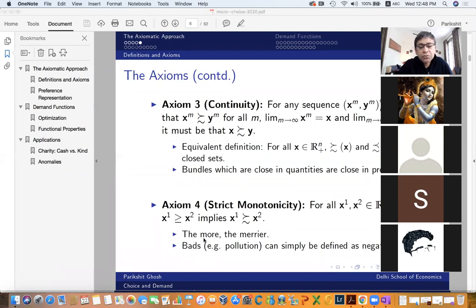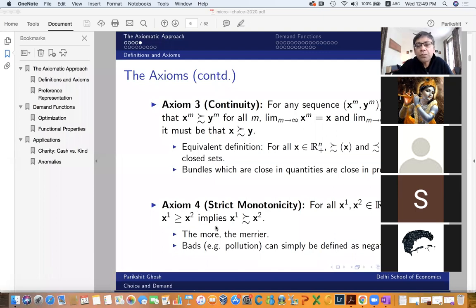So suppose the two bundles look like that. Then the consumer has to weakly prefer X1 to X2. Although it's not entirely made clear here, we'll also assume that if X1 has strictly more of each good than X2, then the preference will have to be strict. So the more the merrier.